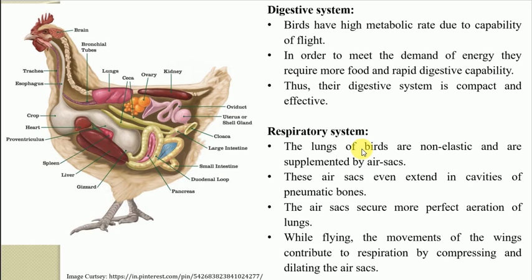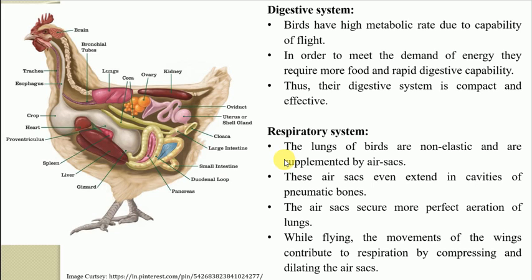With the lungs being non-elastic, they are supplemented with air sacs, and often these air sacs also extend into the cavities of the pneumatic bones. The air sacs secure more perfect aeration of the lungs and help in internal respiration, thus helping in the regulation of the body temperature. The respiratory system provides continuous aeration to the lungs and internal respiration.